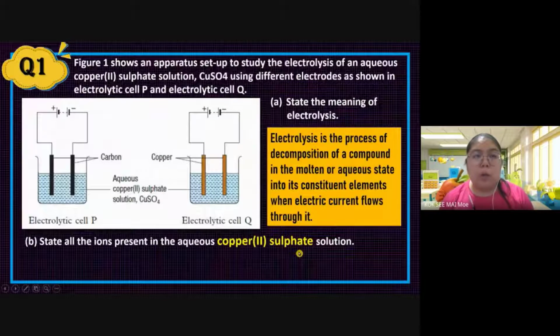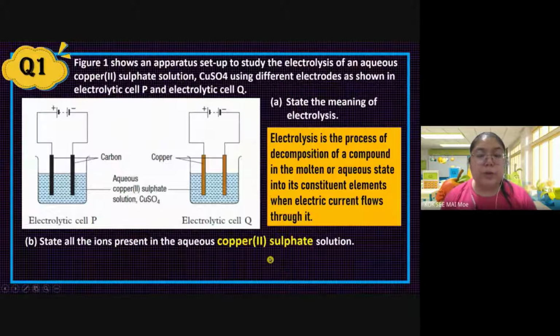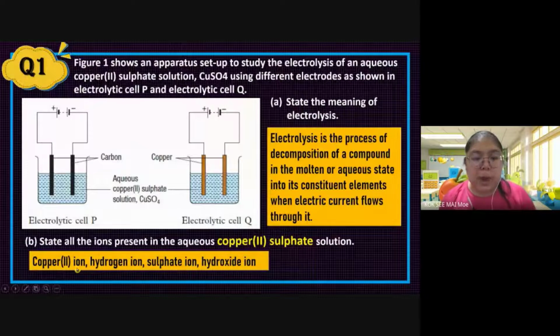Two more: one is hydrogen, and another one is hydroxide. They will also be produced. Now they ask which ions will be produced, so we just mentioned copper(II) ions, hydrogen ions, sulfate ions, then hydroxide ions. The copper(II) and hydrogen are positive. Sulfate ion and also hydroxide are the negative part. So later they will move to the cathode and also the anode.